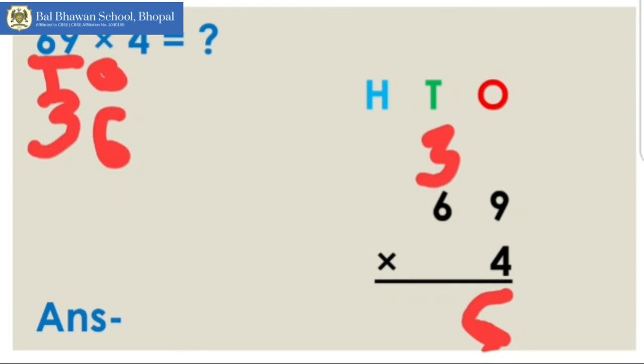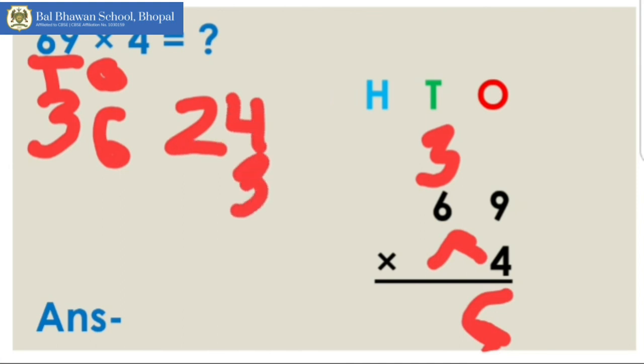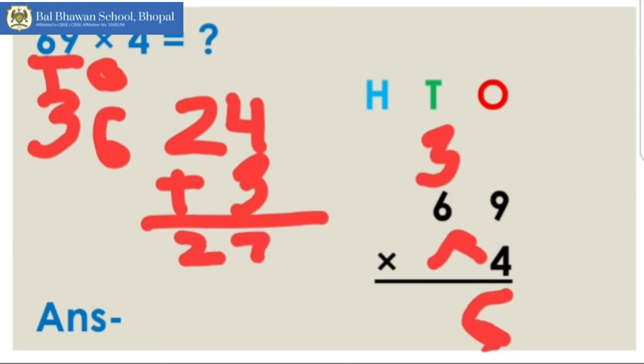Okay, second step, again this 4 will be multiplied by the digit given at tens place, that is 6. So what is 4 sixes, children? 4 sixes are 24, and you have to add 3. So 4 and 3 it is 7 and 2. So it will be 27.